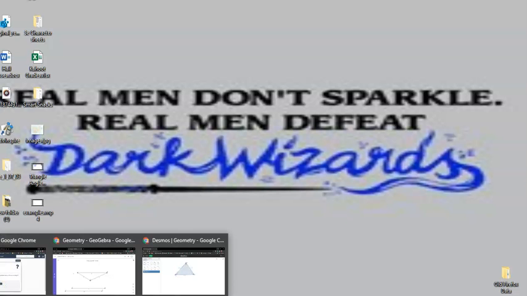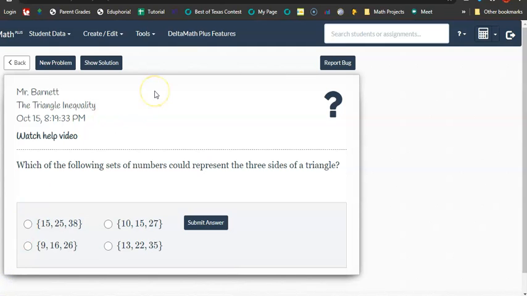Okay, so let's take a look at an example with this. So which of the following sets of numbers could represent three sides of a triangle? So we're just going to try it. Let's take a look here. So we have 15, 25, and 38. So let's see, 15 plus 25 is 40. 40 is more than 38, so that works.